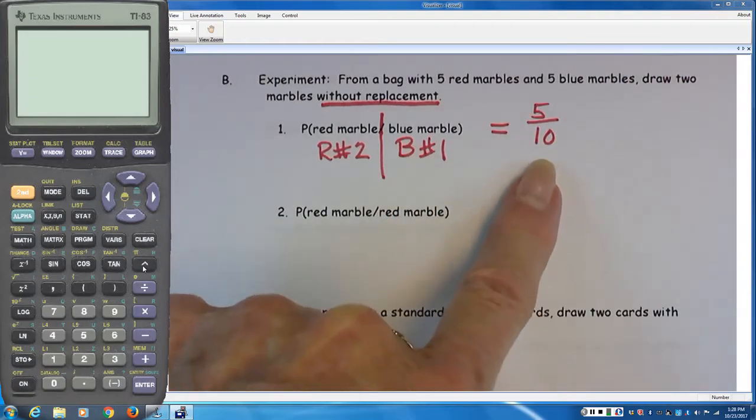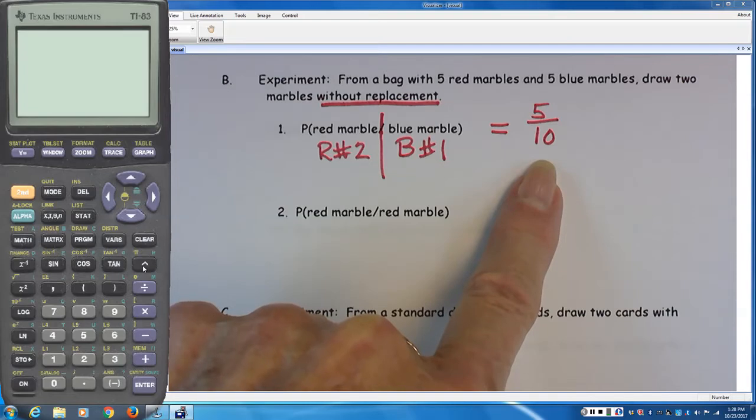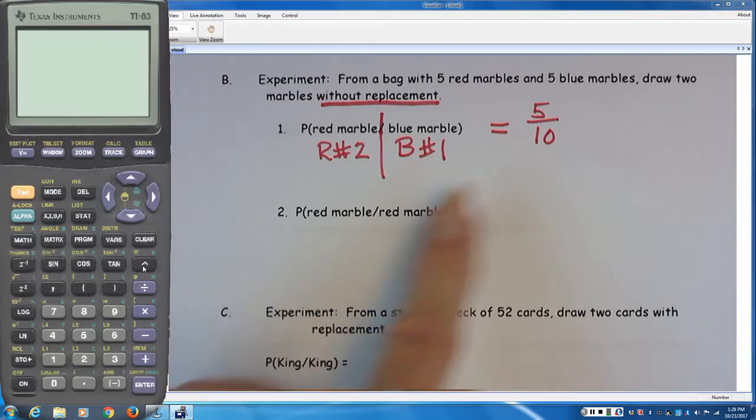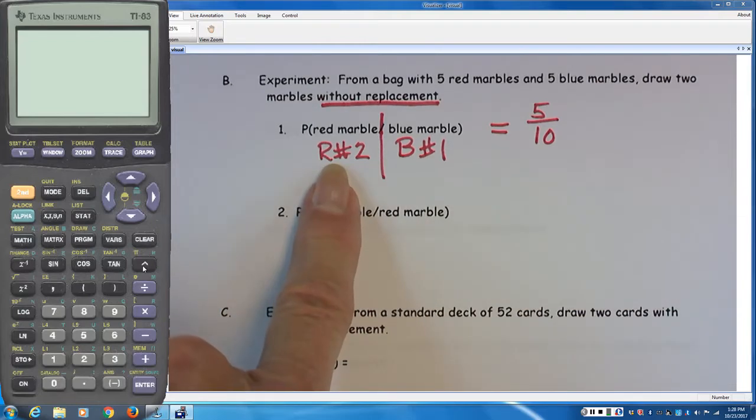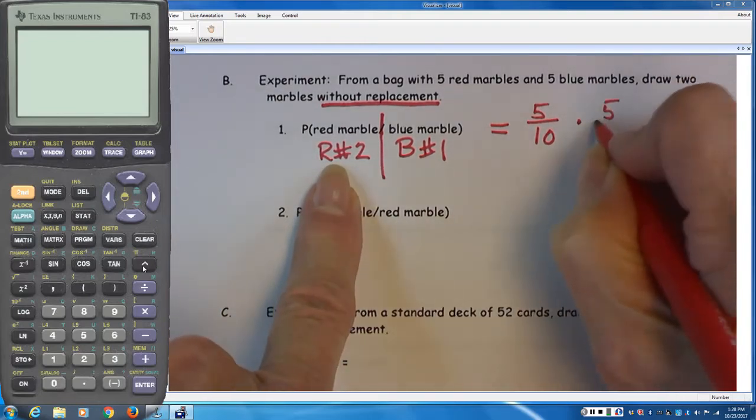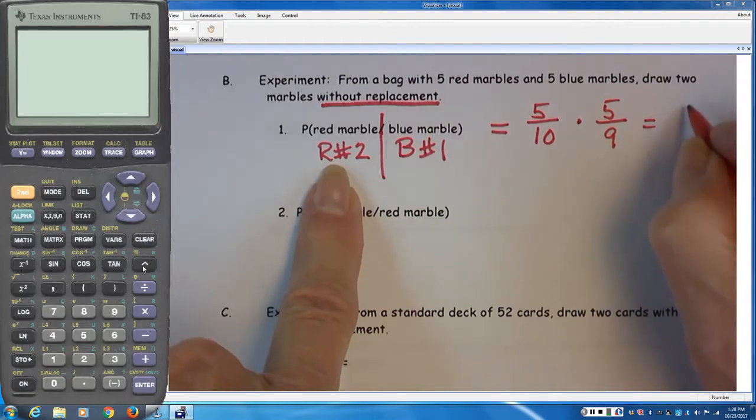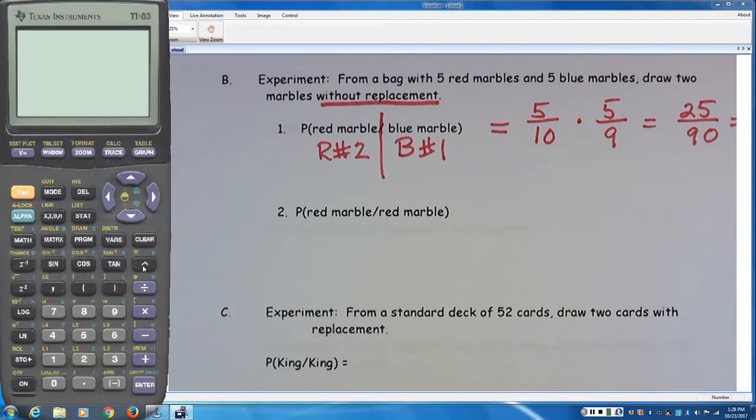Okay, now let's assume you got the blue one. How many marbles are left in the bag? There's only 9. How many of the marbles that are left in the bag are red? 5. So that'd be 25 over 90, and at this point, I'm going to remind you that you can get a simplified fraction by hitting your math key after you type in the division and ask it to change it to a fraction, so the answer is 5/18.